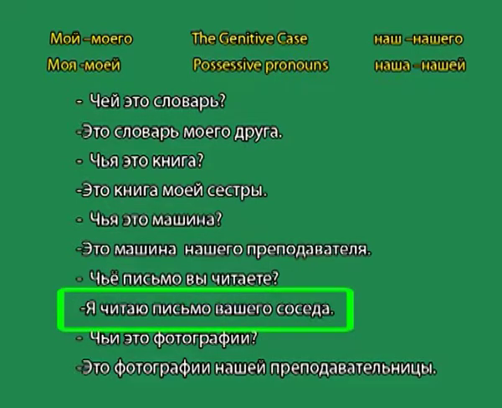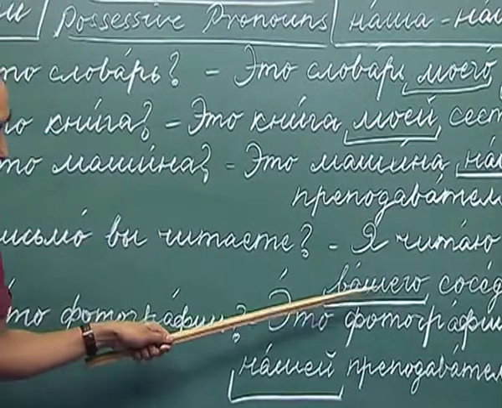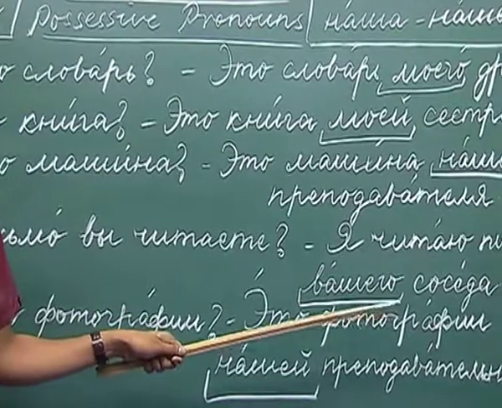Я читаю письмо вашего соседа. Вашего соседа. Sosed is neighbor. I am reading your neighbor's letter. So here vash has become vasheva.